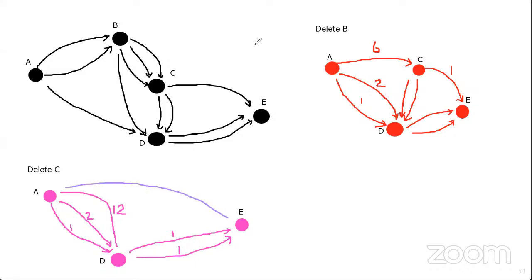Now we are going to delete D. Now, how many ways from A to E via D?